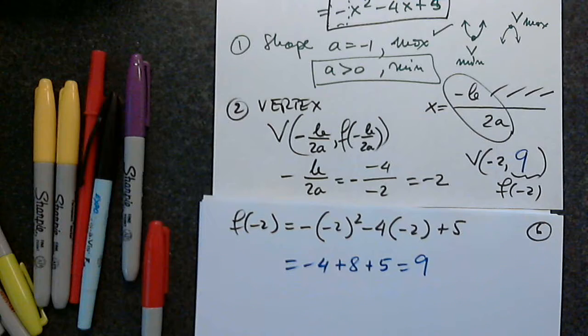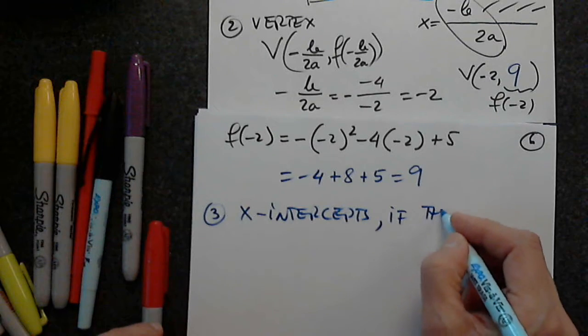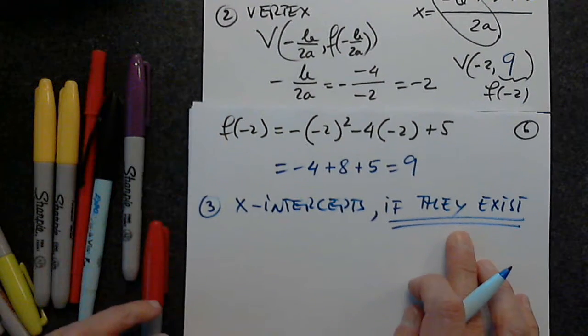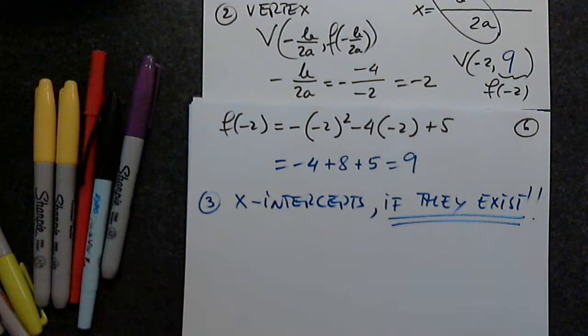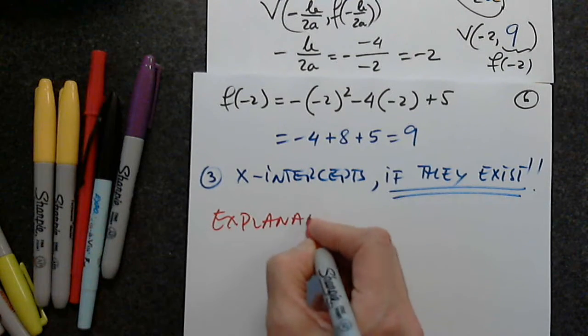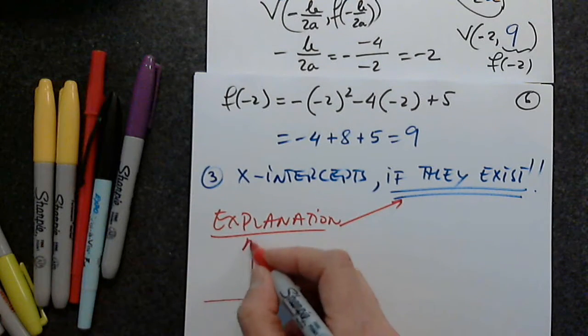Any questions? Okay. Number 3. X-intercepts, comma, if they exist. I want to talk about this before we continue. What does this mean? So one more time, which shape does this function have? A maximum or a minimum for our case? Maximum. There are 3 possibilities for maximum. So this is an explanation of this. So there are 3 possibilities for a maximum.